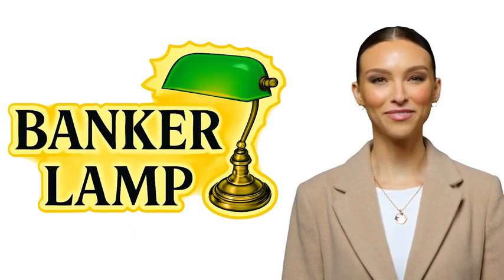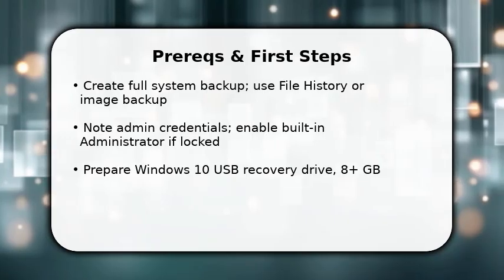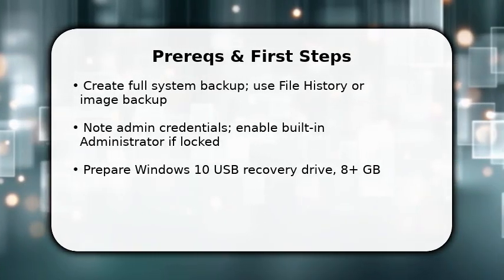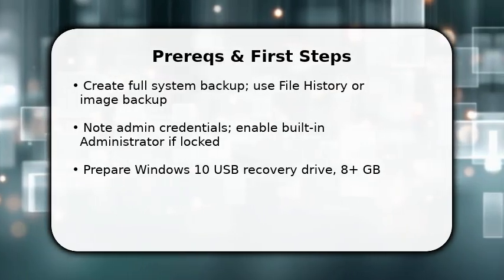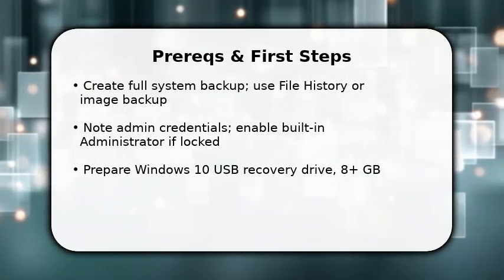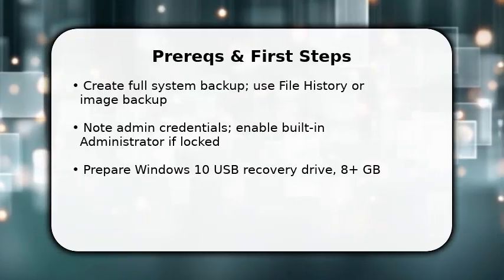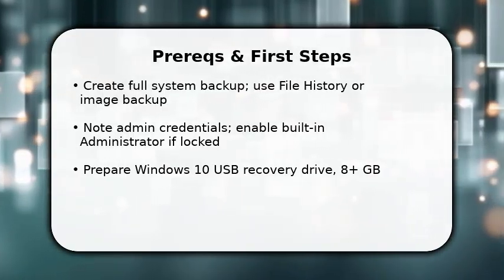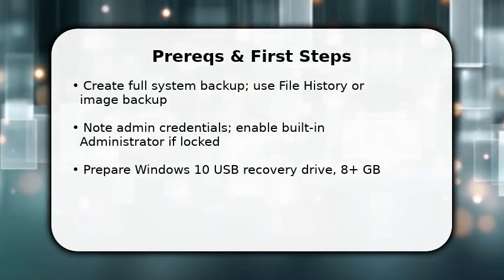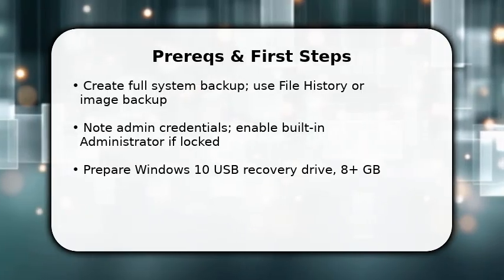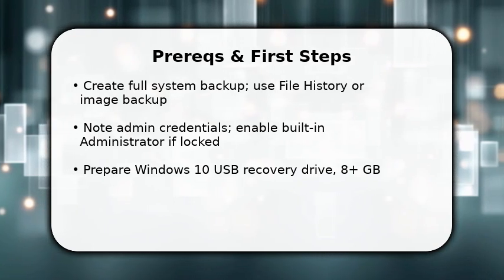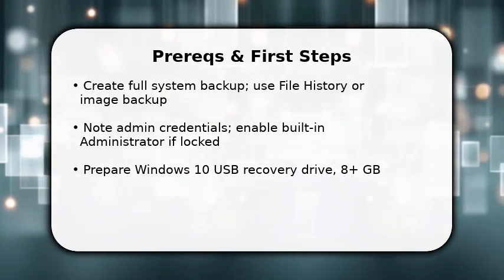Please enjoy the video. You will start by securing the system, so create a full image backup and file history now. This protects data if registry fixes fail. Make sure you have admin credentials and enable the built-in administrator account if needed, because repair actions require elevated access. Once done, prepare a Windows 10 USB recovery drive of at least 8 GB to boot into the recovery environment. Booting from that drive gives access to advanced repair tools and registry hive restoration, so don't skip these initial protective steps.